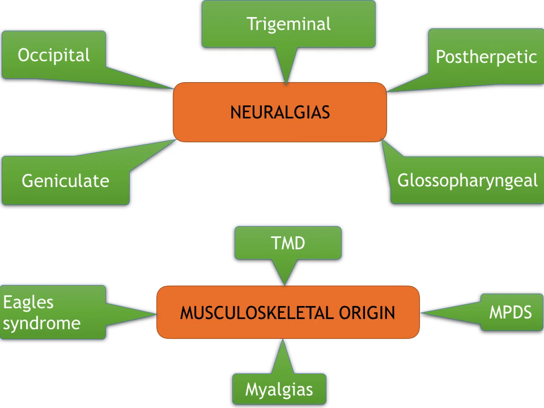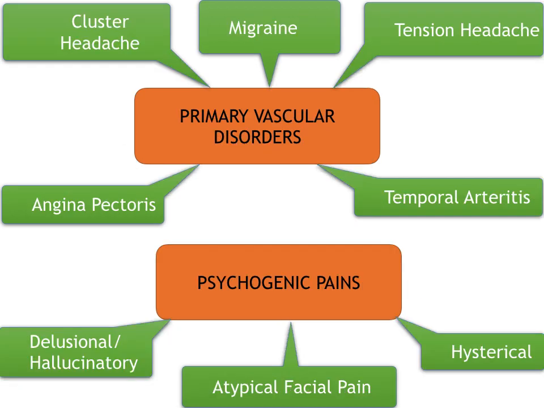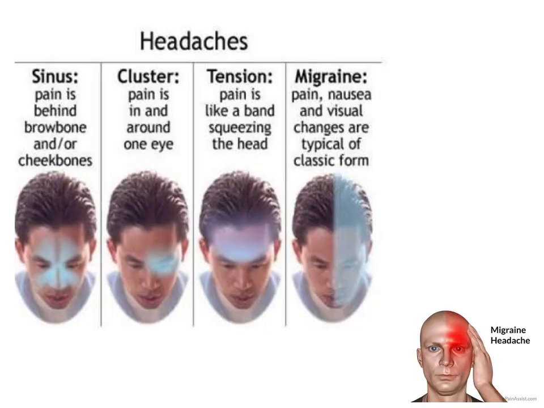Pain of musculoskeletal origin is due to temporomandibular disorders, myofascial pain dysfunction syndrome, myalgias, and Eagle syndrome. Primary vascular disorders include migraine, tension headache, temporal arteritis, angina pectoris, and cluster headache. Psychogenic pain includes atypical facial pain, hysterical, delusional, and hallucinatory. Of the primary vascular disorders, migraine is the commonest one, characterized by severe unilateral throbbing headache, nausea, vomiting, which lasts from a few hours to 2 to 3 days and responds well to ergotamine and sumatriptan.